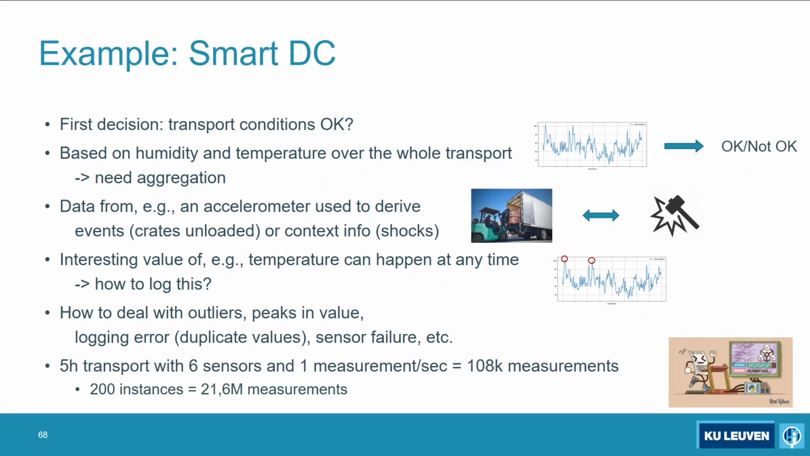So as I mentioned, in our case, we try to simulate this model. We assume that there is just one measurement a second, 5-hour transport with 6 sensors. 200 cases will already lead to something like 21 million measurements, which doesn't look like a lot, but is still, in terms of management, not such a trivial question.